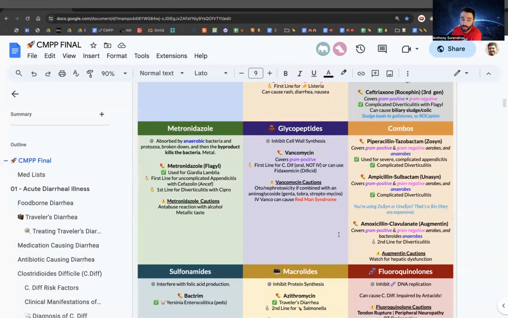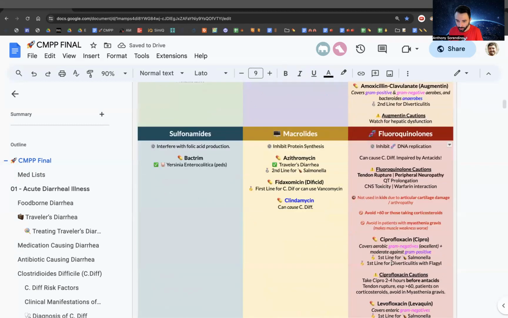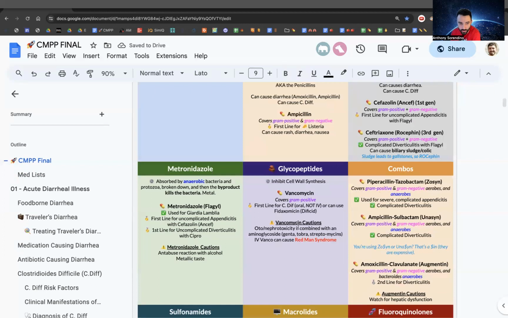Flagyl is also first line for diverticulitis with Cipro. Because this is the flagship, I'm going to specify that and say uncomplicated. And make sure Cipro, we have the same: first line for uncomplicated diverticulitis. Make sure we're very clear here.